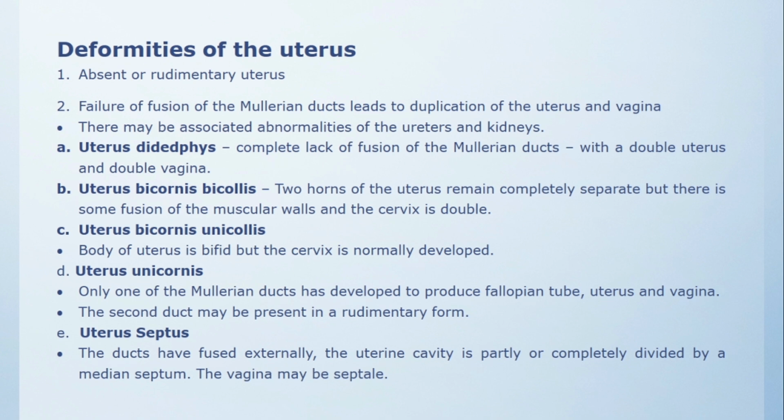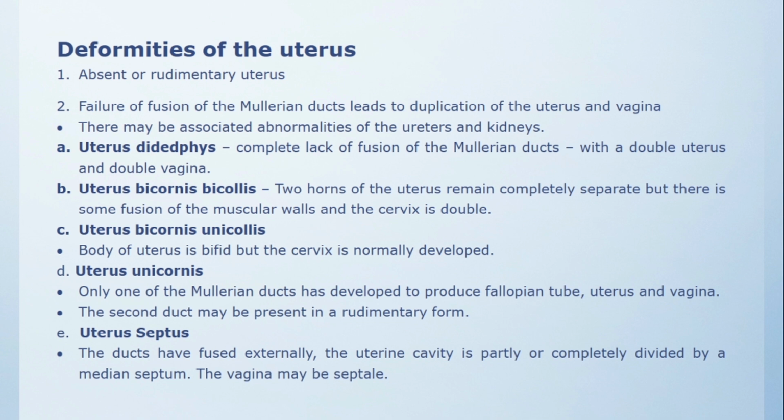So incomplete fusion. There is what we call uterus bicornis unicollis. The body of the uterus is bifid, but the cervix is normally developed.